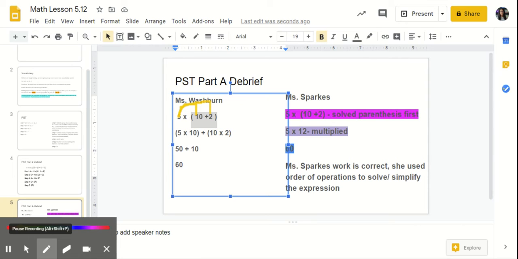I can see here that Ms. Washburn's work is also correct. However, instead of using order of operations like we've been using these last couple weeks, Ms. Washburn used a distributive property.